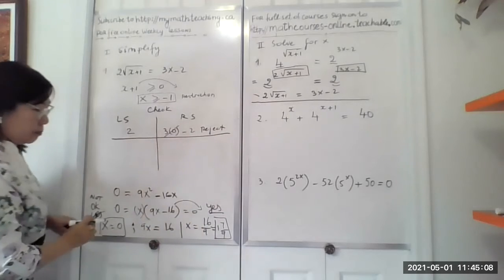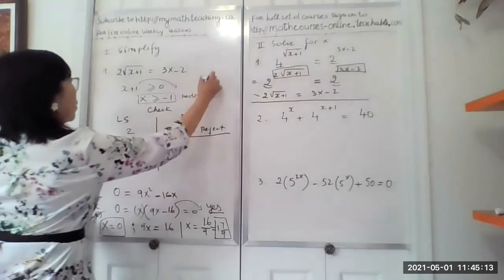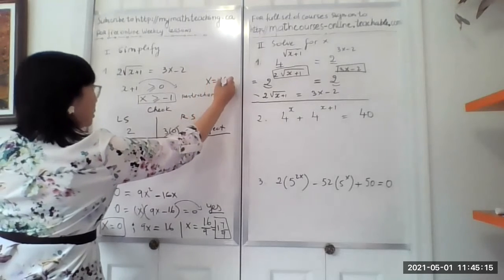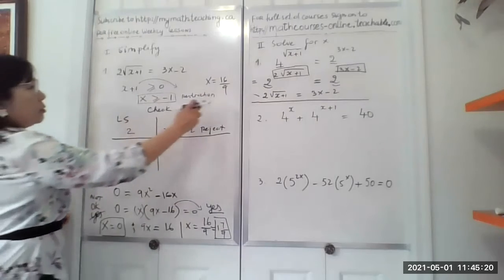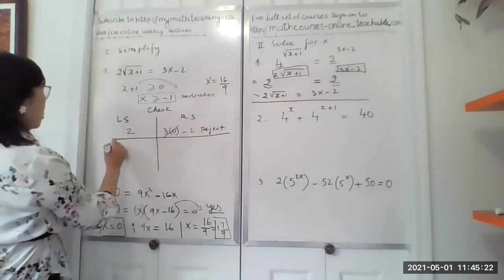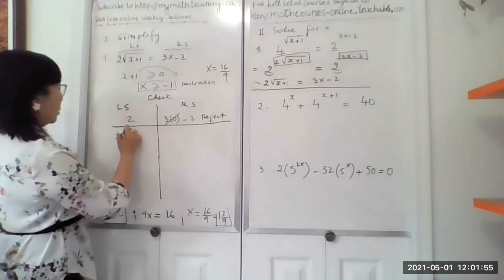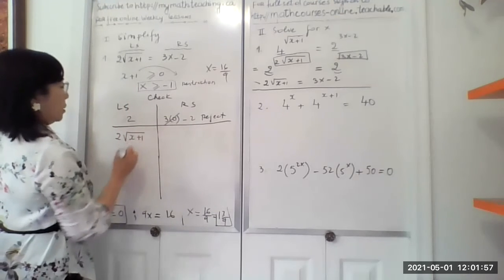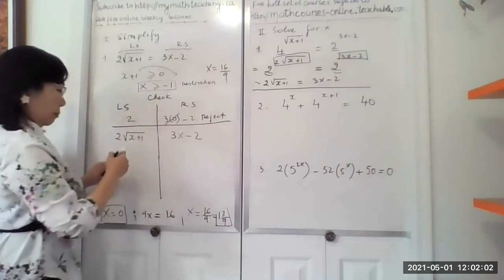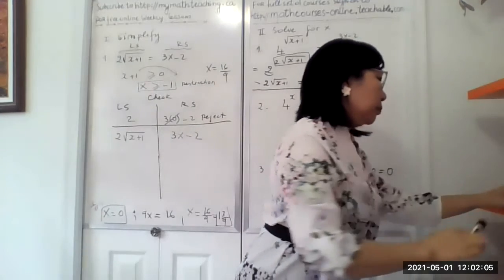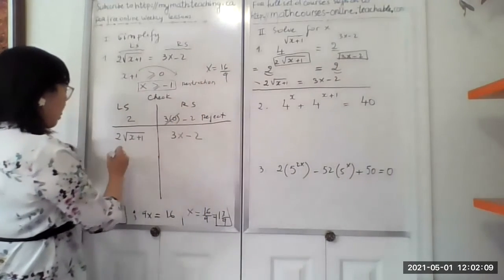Now I'm going to check the other number. I'm going to leave it in the form x equals 16 over 9 to make it easy, instead of using the mixed number. So I'm going to substitute into the left side. This is the left side we're supposed to check, and this is the right side. I am going to use x equals 16 over 9.